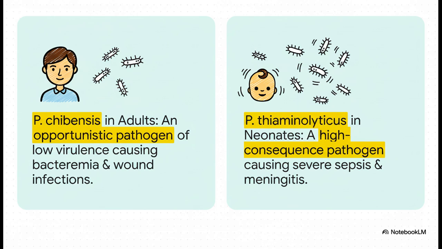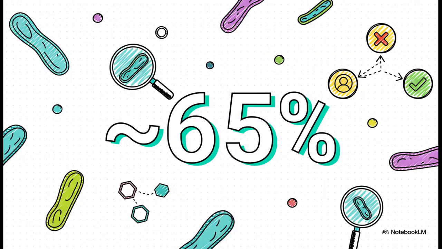But on the other hand, you have its relative, Paenibacillus thiaminolyticus. In newborns, this species is a high-consequence five-alarm fire pathogen. It causes severe sepsis and meningitis with a mortality rate around 17%, and, for those who survive, absolutely devastating neurological damage. And to really hammer home how bad that neurological damage is, get this. About 65% of infants who survive a Paenibacillus thiaminolyticus infection are left with hydrocephalus and need a shunt for the rest of their lives.